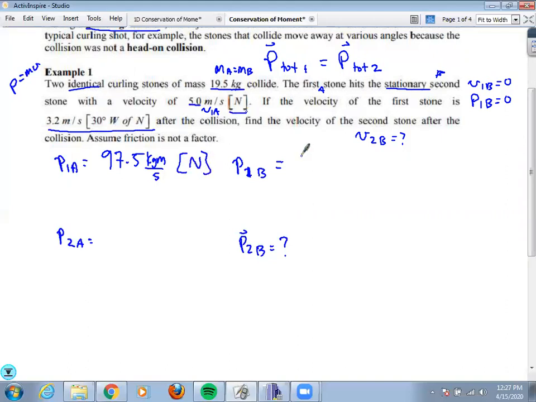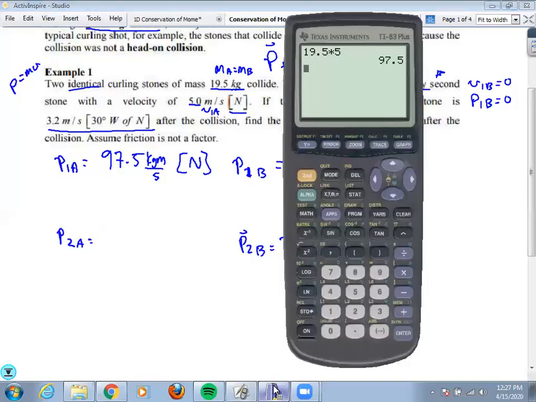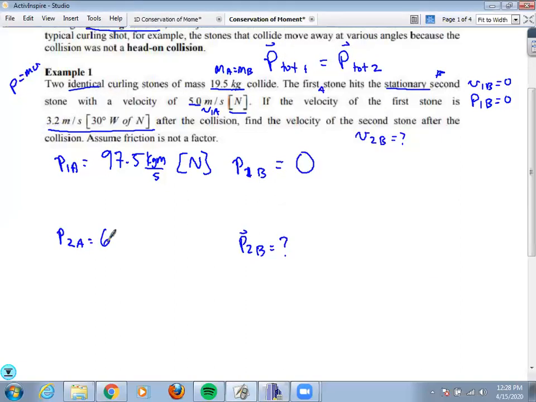P1B, of course, is 0, it's stationary. P2A is going to be 19.5 kilograms times 3.2 meters per second. We'll look at the magnitude only, so that's 62.4 kilogram meters per second, and the angle will be 30 degrees west of north. Okay, so now we have our momentum vectors.